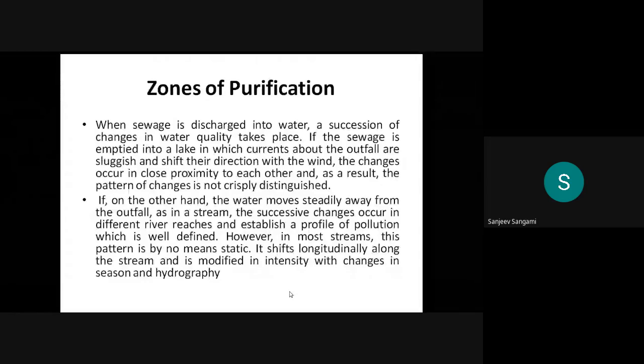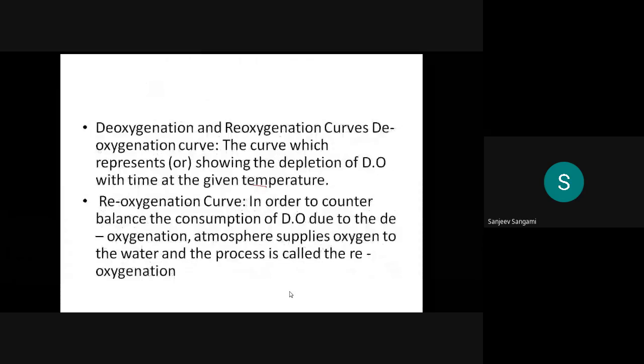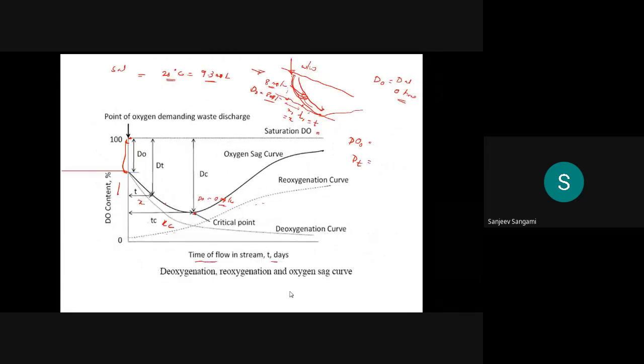In the previous class, we were discussing the deoxygenation and reoxygenation curve. That also we have discussed in detail. What is D naught, what is DT, what is DC, and what is TC, what is XC, what is X, and what is T also. So D naught is the DO at zero time, DT is the DO at time t, and DC is the critical DO, where the dissolved oxygen is completely zero, where the aquatic life will not survive. The TC is the time taken by the river to reach the critical DO. Then XC means the distance at critical DO.